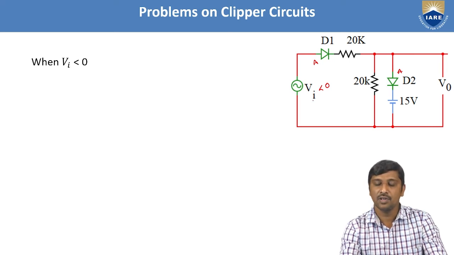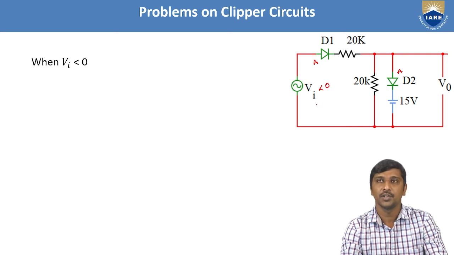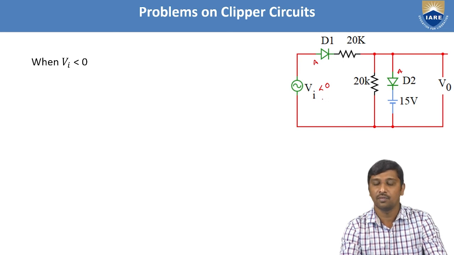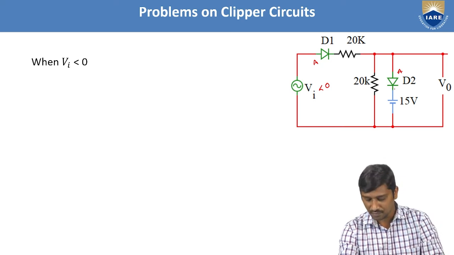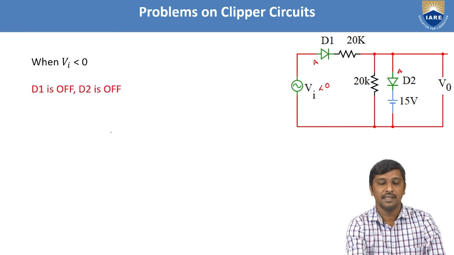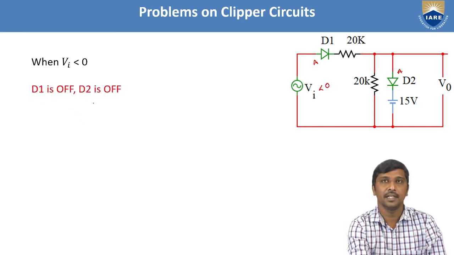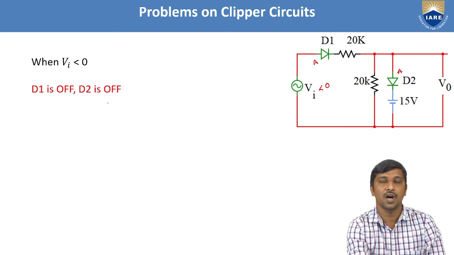Based on this approach, your applied input voltage is less than 0. Under this condition we are analyzing that the anode voltage is less than 0, hence D1 is in a non-conducting state. Similarly, D2 is also non-conducting. That is the reason both diodes D1 and D2 enter the reverse bias mode, which is nothing but the off state. So here I represented under this condition the states of D1 and D2 as the off state.